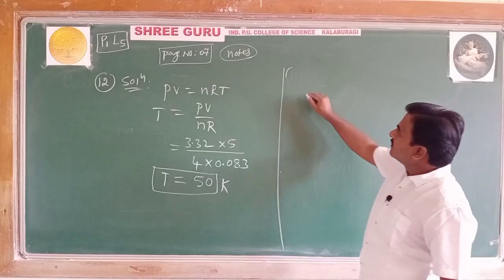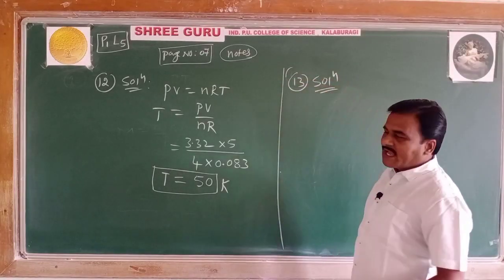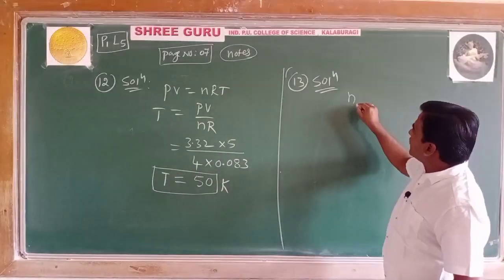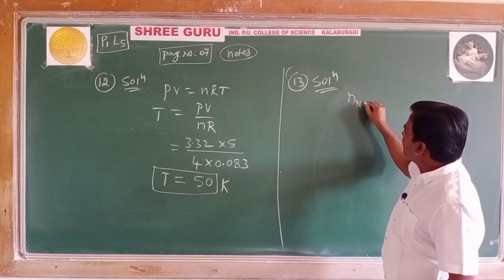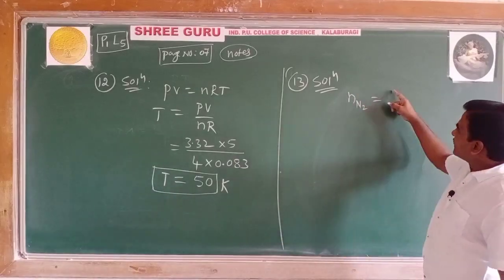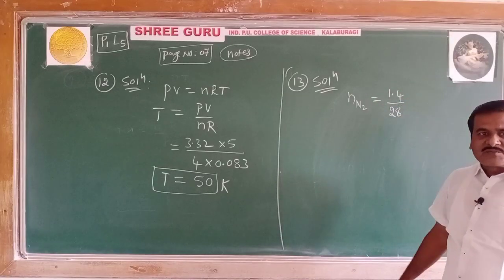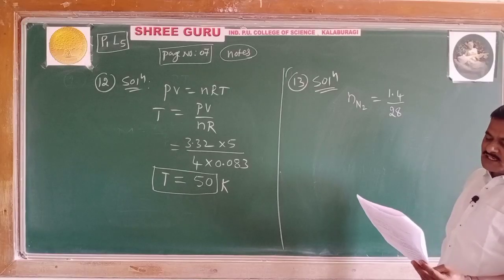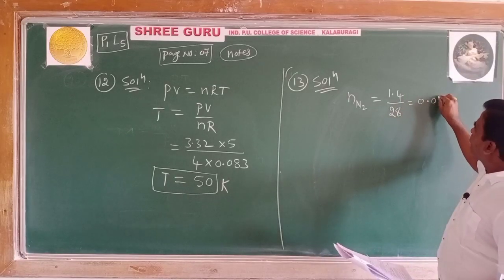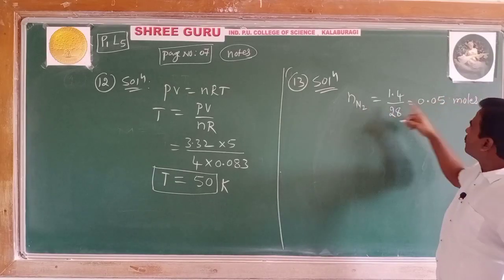Come on, 13th solution. They have given the nitrogen amount as 1.4 gram. Therefore, you calculate the number of moles of dinitrogen. Number of moles of dinitrogen is given by mass in gram divided by molar mass. So, what is the number of moles of dinitrogen? So, you get it is 0.05 moles. 0.05 moles of dinitrogen you get.